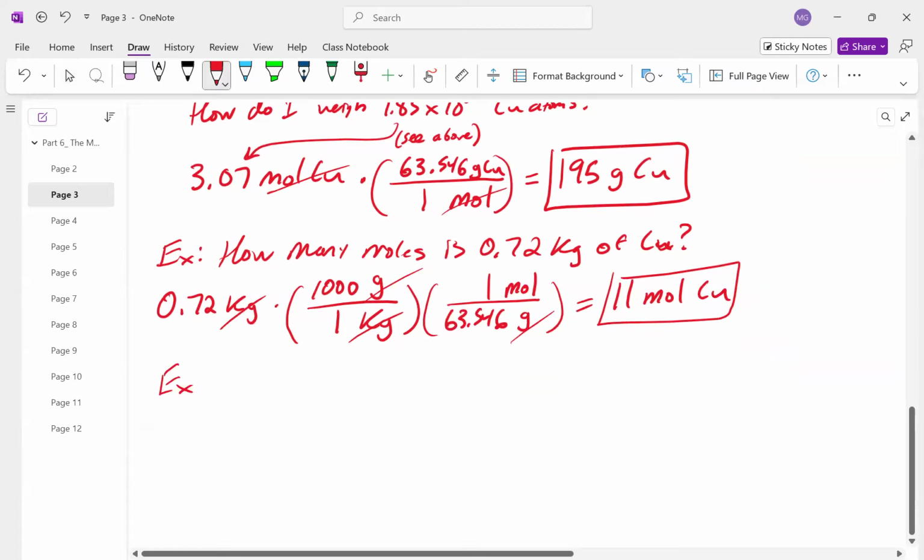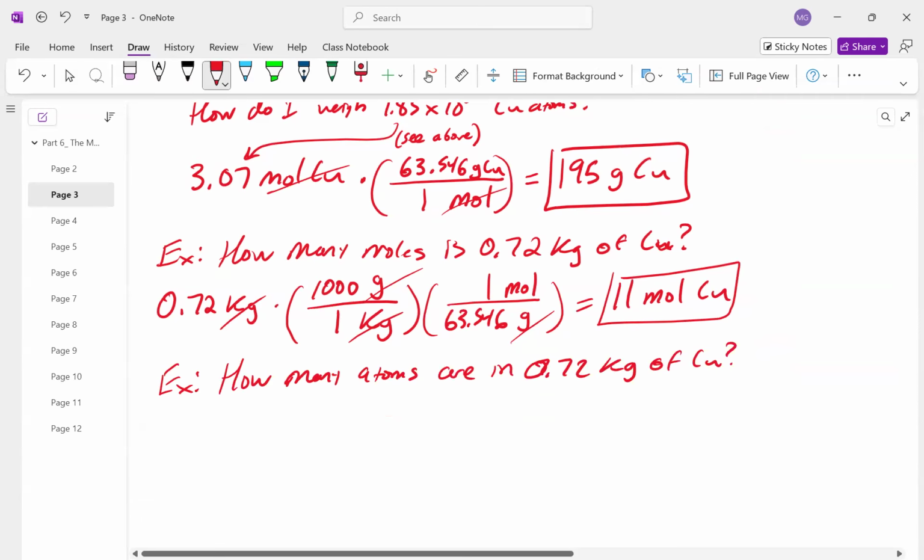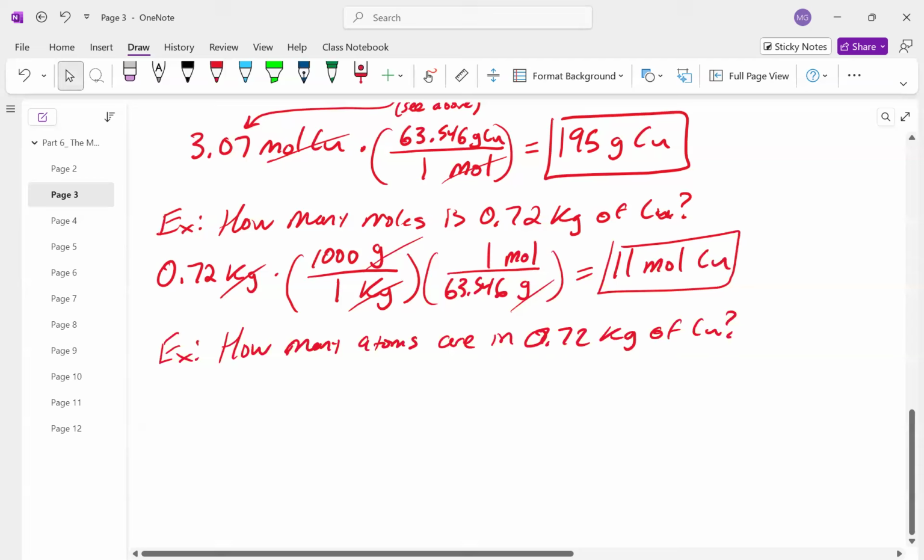Now I'm going to take this problem one step further. What if this problem said how many atoms are in 0.72 kilograms of copper? Okay, well, I'm going to start at the same exact spot. But first, let me just highlight, I'm dealing with atoms. So it's probably a good bet that I want to get to moles as my first stop along the way. So setting this up looks exactly like the problem I just did. So I'm just going to copy all this down.